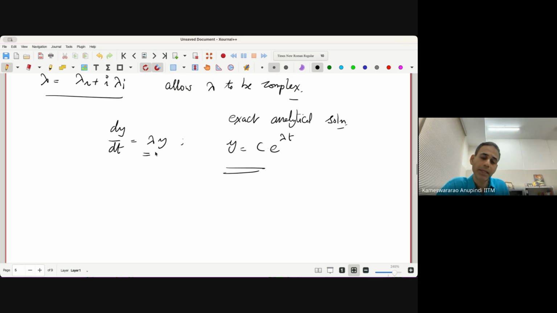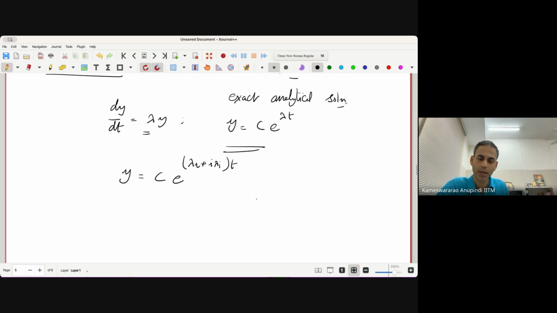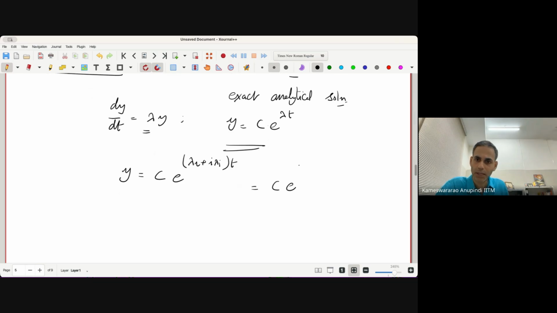If lambda is allowed to be complex, then what will happen? Then y equals c e to the power lambda r plus i lambda i times t. Then we can write this as c times e to the power lambda r times t, times e to the power i lambda i t. Because it is addition in the exponent, I can write it as a product of two exponentials, right? So that's what we have.